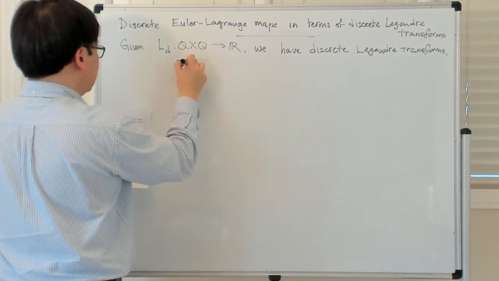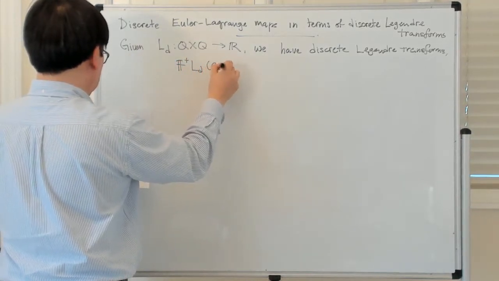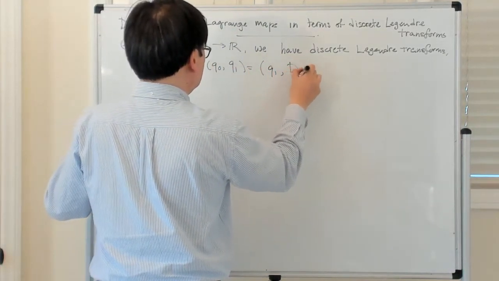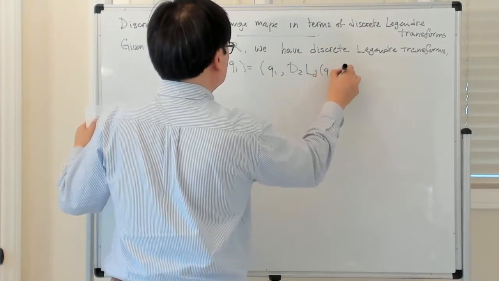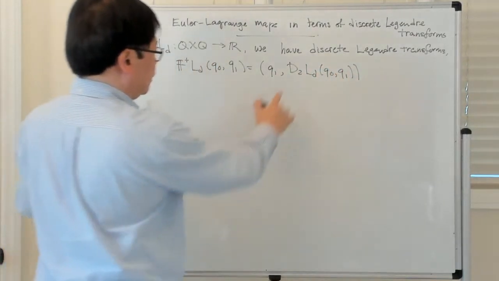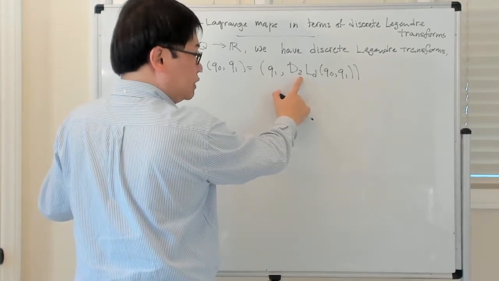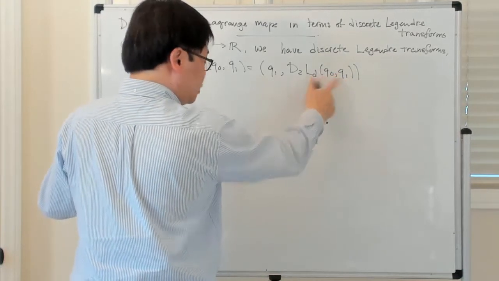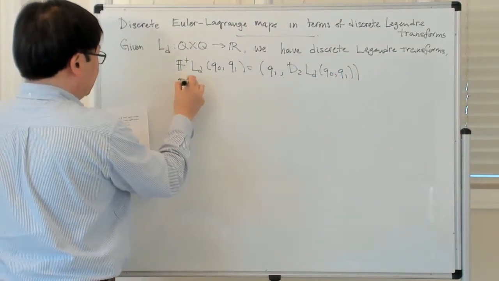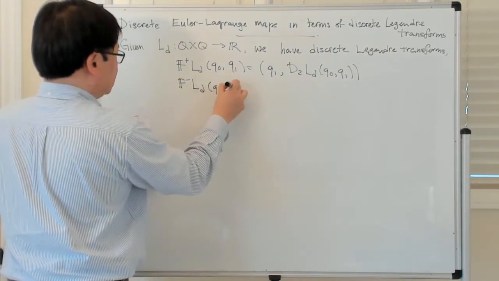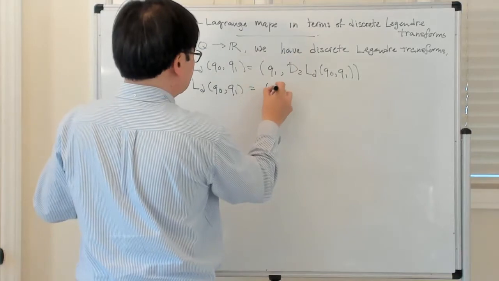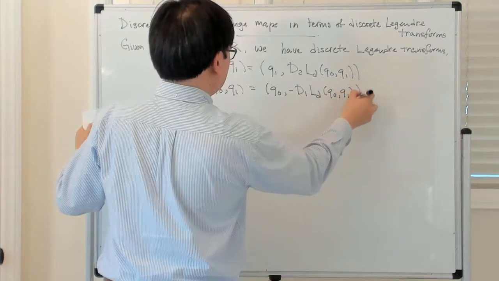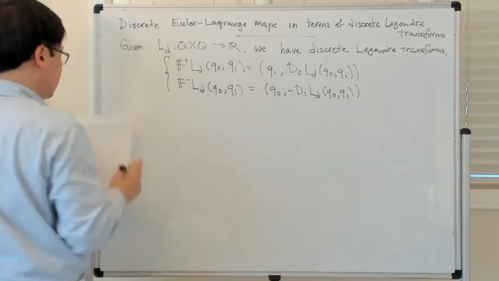So there's F+ L_D, which maps (q0, q1) to (q1, D2 L_D(q0, q1)). If you recall, this is the derivative with respect to the second slot. The thing in the second slot is q1, so it's the derivative of L_D(q0, q1) with respect to q1 here. And then there's F- L_D, also applied to (q0, q1). This is (q0, minus D1 L_D(q0, q1)). Okay, so those are the discrete Legendre transforms.